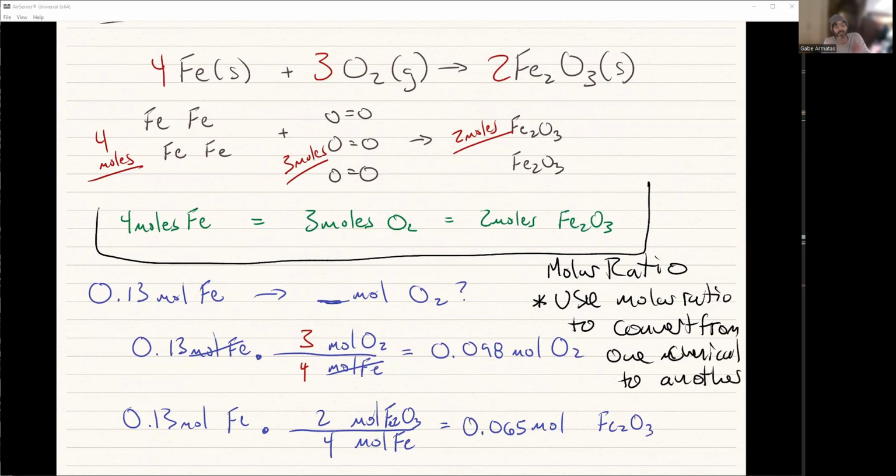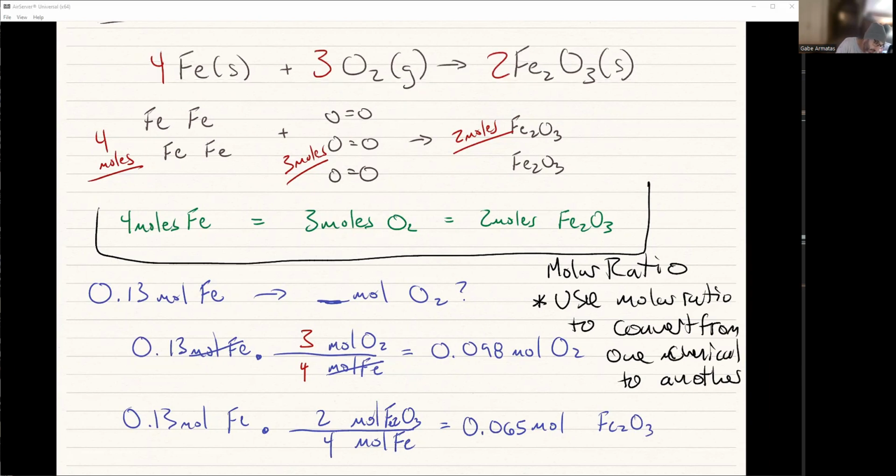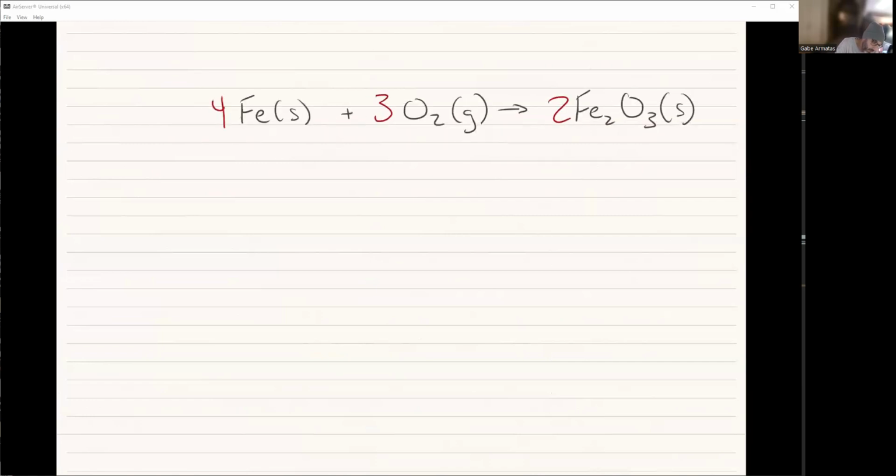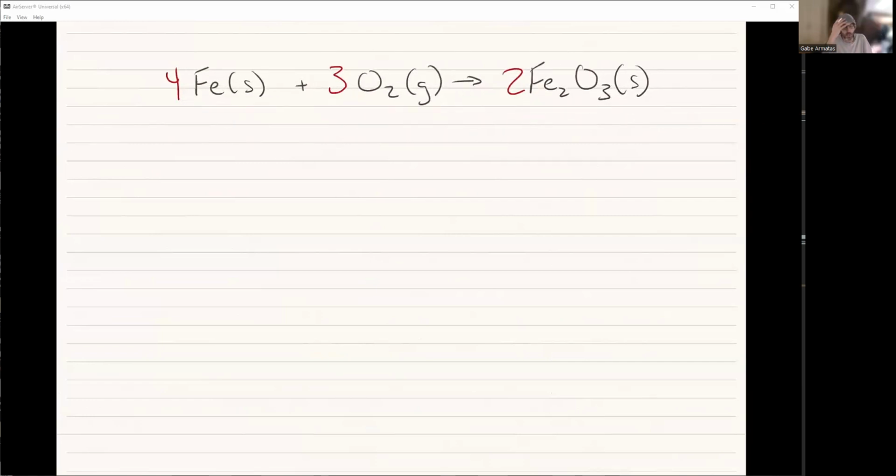So we're converting from one chemical to another using molar ratio, okay? We do that because we have to speak in moles, because that's what a balanced chemical equation is. It's always in moles. Okay, so with that said, I'm going to take this equation and we're going to talk about it in a little more detail. So I have this equation.